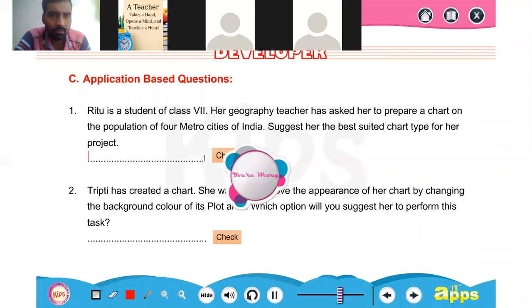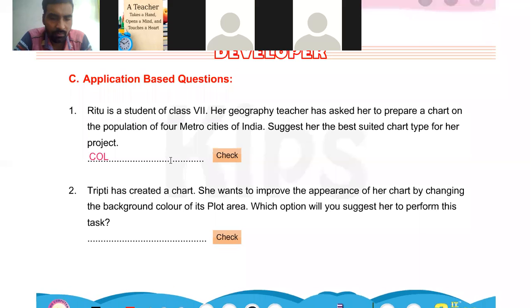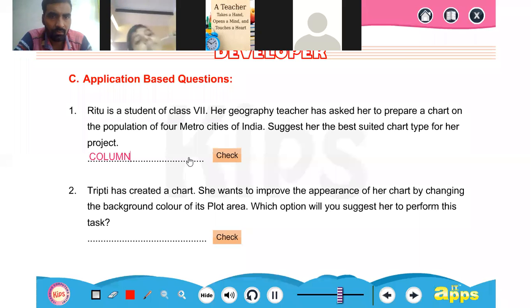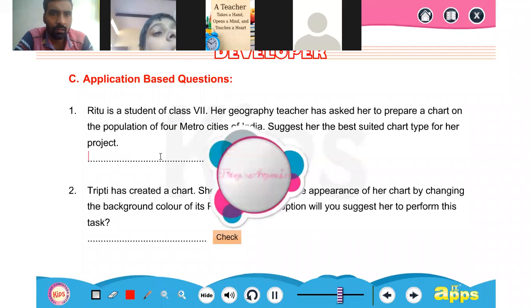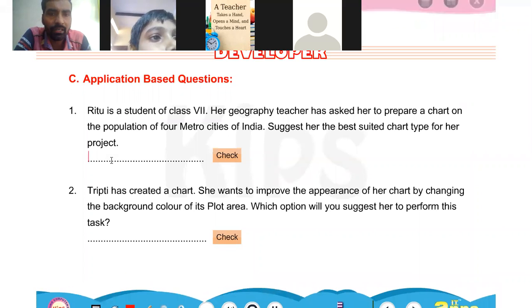Pie chart. Her geography teacher has asked her to prepare a chart on the population of 4 metro cities of India. Suggest her the best suited chart type for her project. Pie chart. Kindly keep quiet.